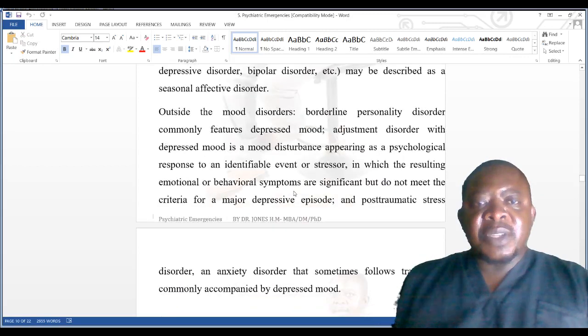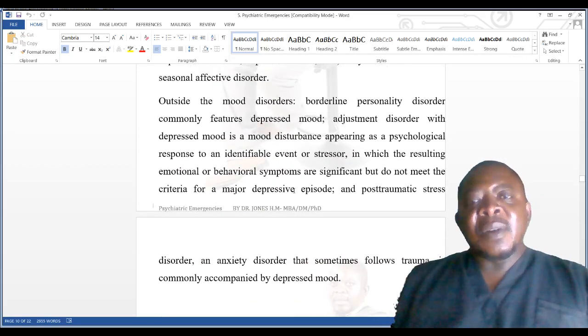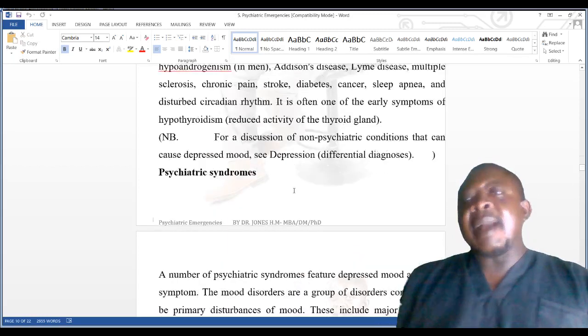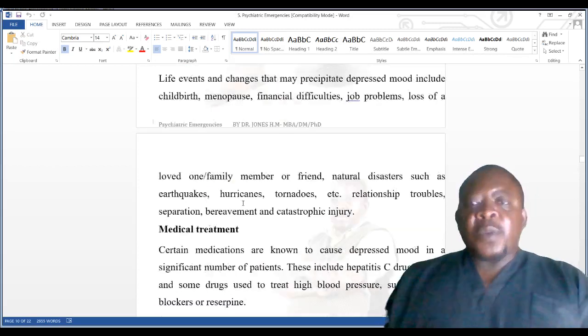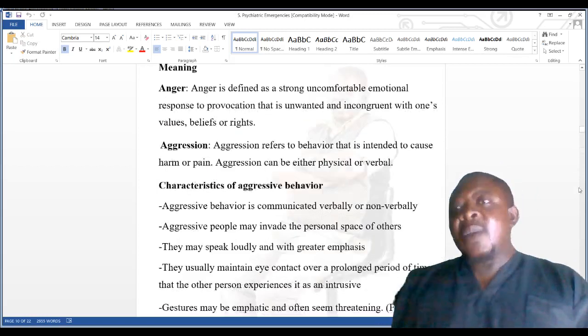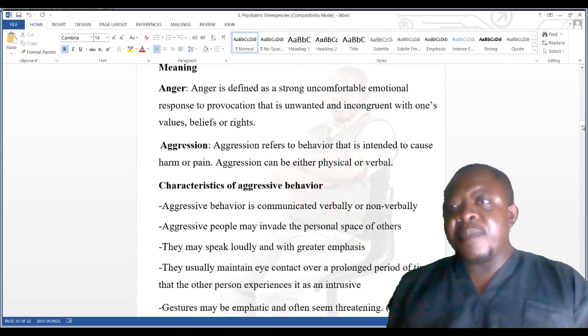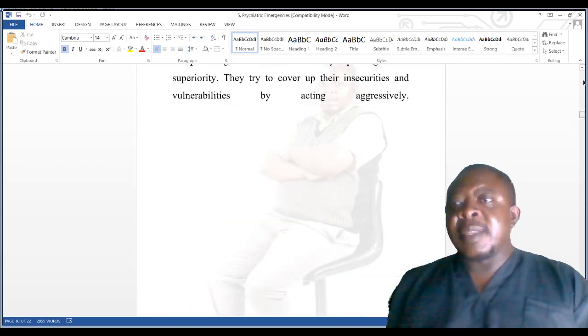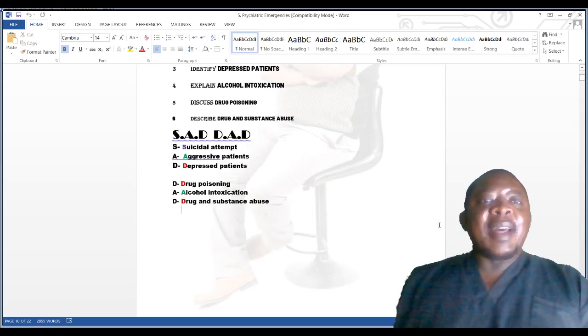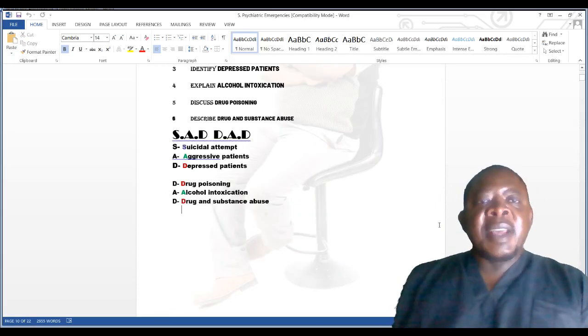And there are also non-psychiatric and psychiatric conditions in which depression may come in as a condition of concern. So today, these are the things that we are looking at, and I would want you to remember that when looking at psychiatric emergencies, we have suicidal attempt, we have aggression, and we have the depressed patient.